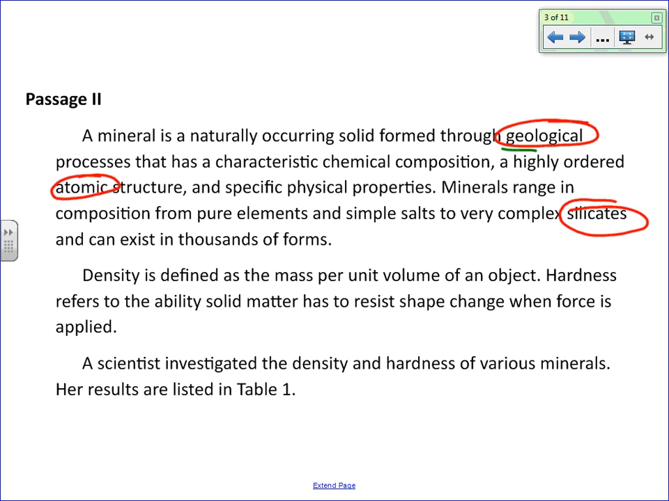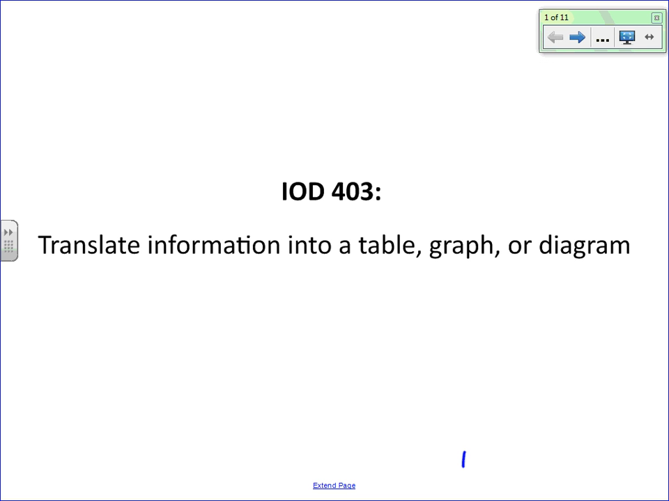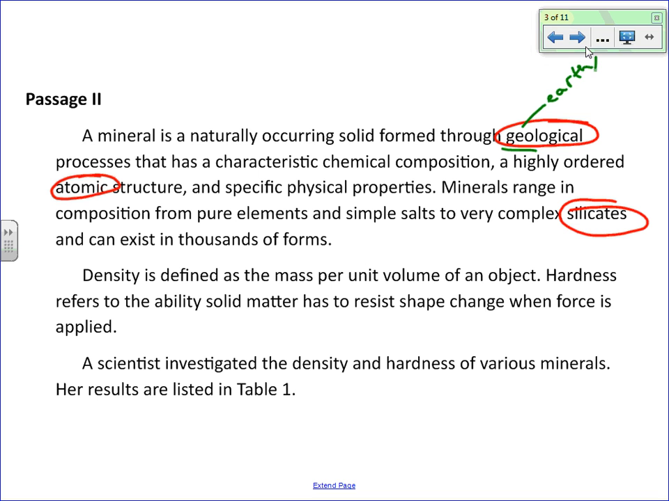Well, this prefix geo actually refers to the earth or rocks. All right, so geology would be the study of earth or the study of rocks. So geological is just referring to, again, earth or rocks. So a mineral is a naturally occurring solid formed through geological, so earth-based processes, and that's what geological means.